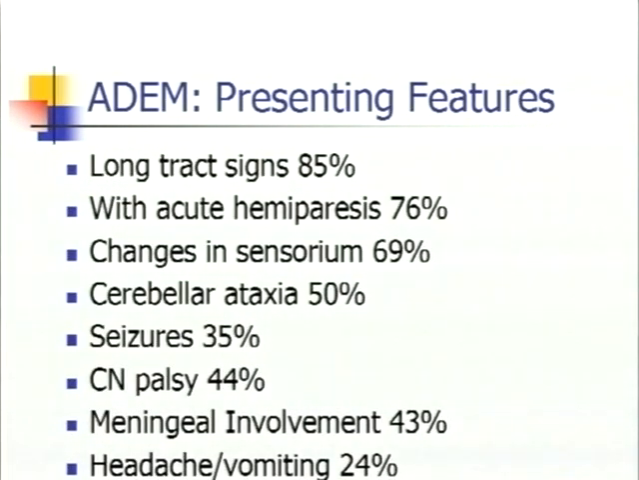The main points about this particular slide is that ADEM, unlike pediatric transverse myelitis, has these changes in the sensorium in a vast majority of the patients, and oftentimes there's a hemiparesis instead of a paraplegia. Oftentimes as well, you have the onset of this unsteadiness in the children, so-called cerebellar ataxia. And as I said, in children, neck pain is very, very prominent. The so-called meningeal involvement or neck pain, because there's irritation of the covering of the brain, so-called meninges, is about 40–50%. And oftentimes they can have some headache and or vomiting from increased intracranial pressure.